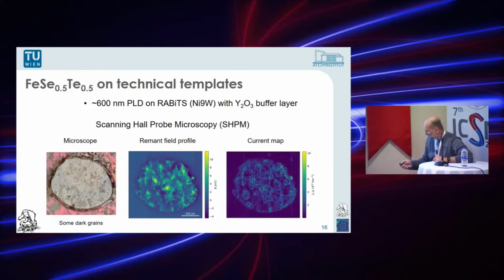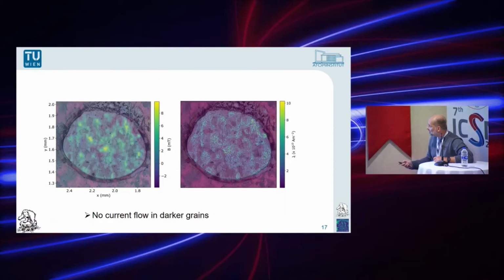On the other hand, if you do this on rabbits, the situation is different. You already see in the optical microscope here some dark spots on the substrate, and if you do then the scanning Hall probe mapping, again, you see that you have a more inhomogeneous profile with many maxima, and this is just a signature that the current meanders around some of these dark grains here. And to understand this better, so this is an overlay, you see really that there's an excellent correlation between the position of these black spots and the current flowing in between.